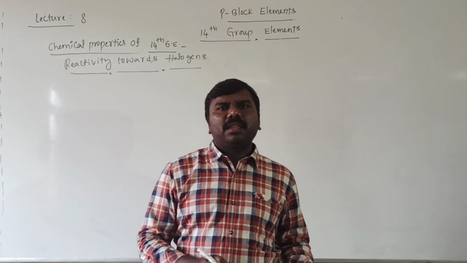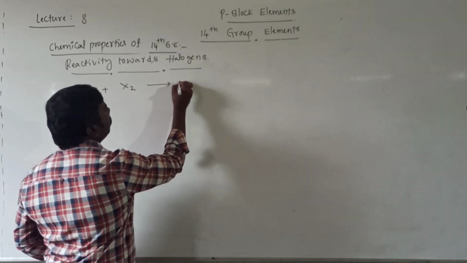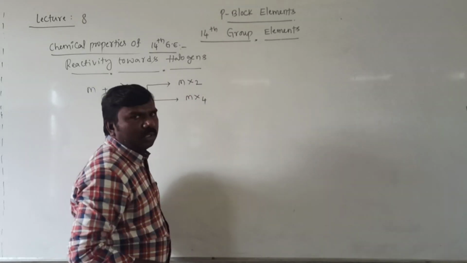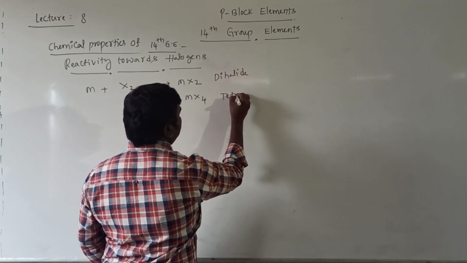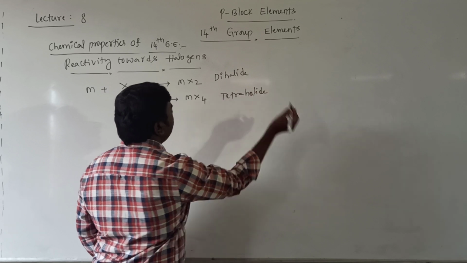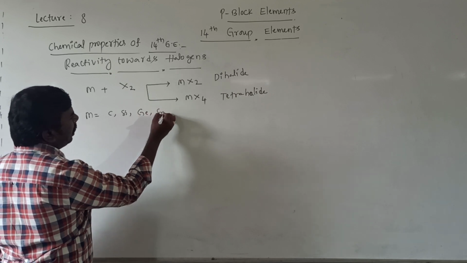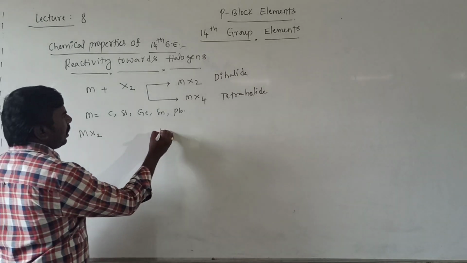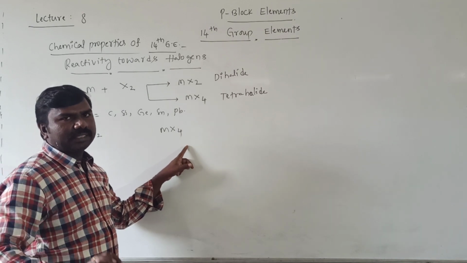One is dihalide, another one is tetrahalide. There are two possibilities: metal plus halogen gives MX2, another possibility is MX4. This is dihalide and this is tetrahalide, where M is a 14th group element like carbon, silicon, germanium, tin, lead. Now MX2, MX4 are nothing but CF2, CF4, like that, just imagine.